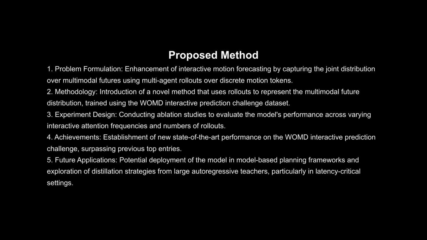Section 1. Problem formulation and approach. The authors of this paper aim to enhance interactive motion forecasting by capturing the joint distribution over multimodal futures. They achieve this by leveraging multi-agent rollouts over discrete motion tokens. This approach is a departure from previous methods that may not effectively handle latency-critical settings or utilize large datasets of scene rollouts. The authors' unique formulation of the problem allows for a more comprehensive and efficient prediction of interactive motion.